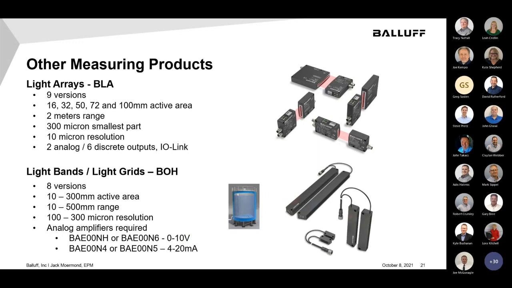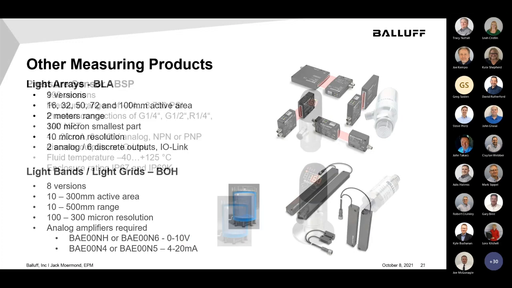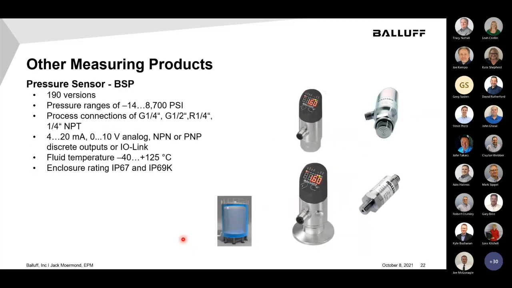The next one is the pressure sensors. These just went through the 2nd generation. We have 190 versions, which is actually a lot better than what it was before. We had probably close to 700 or 800 versions.